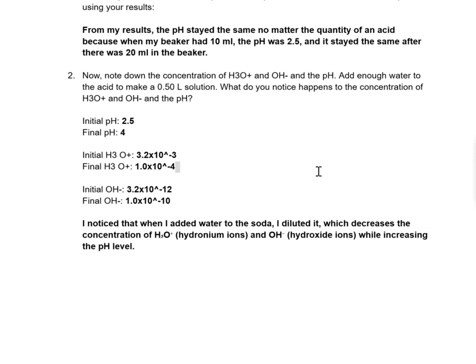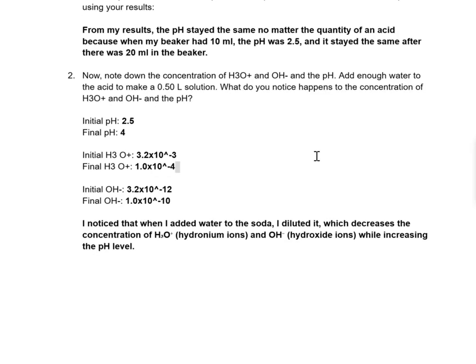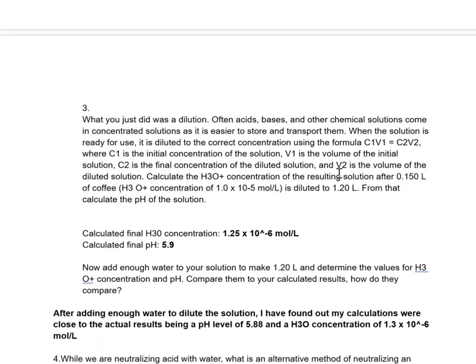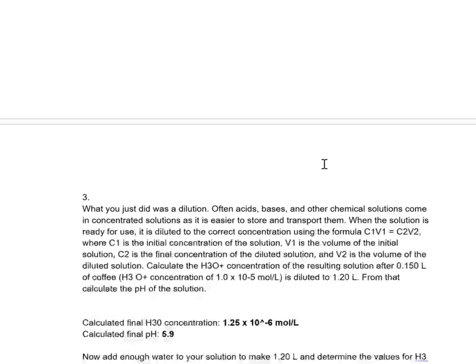And moving on, my initial hydroxide ions was 3.2 times 10 to the power of -12, and my final amount of hydroxide ions was 1 times 10 to the power of -10. And I noticed that when I added water to my soda, I diluted it, which decreases the concentration of the hydronium ions and hydroxide ions while increasing the pH level.